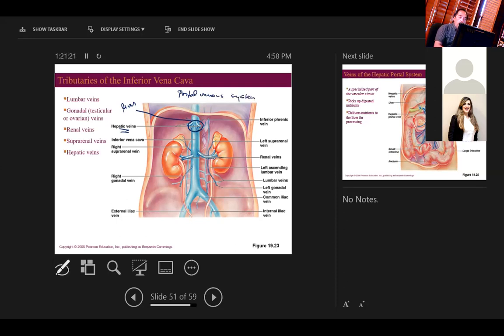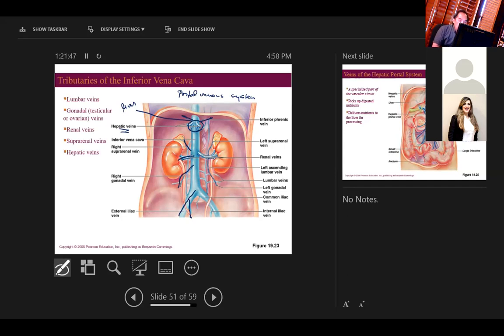Okay, but for now, let's take a look at some of the branches here. I have the same branches that we have in the artery: inferior phrenic, suprarenal, renal, and I have the gonadal here. And then it branches up as the common iliac vein. The common iliac vein divides into the internal iliac vein and external iliac vein because it's actually similar to our artery.